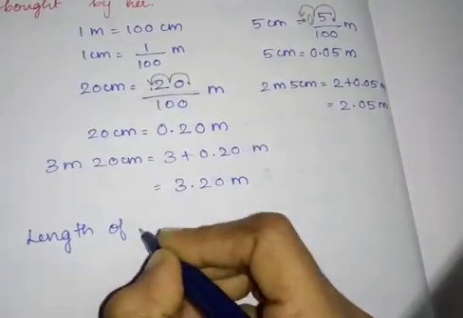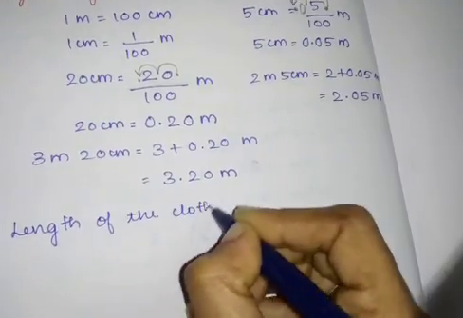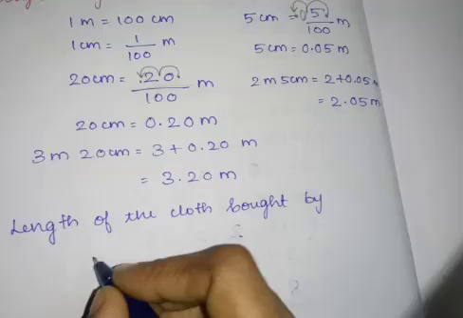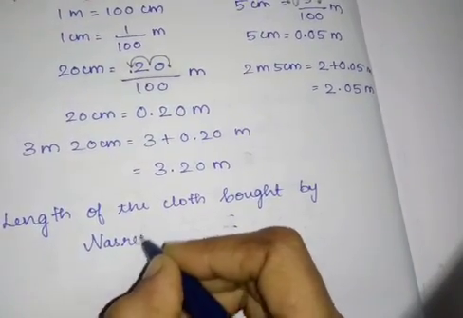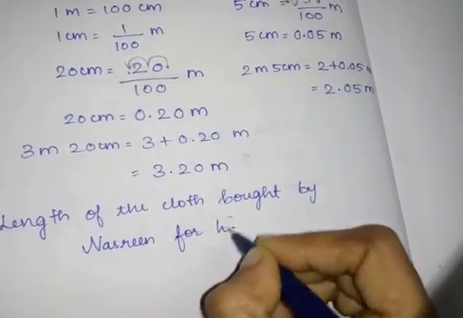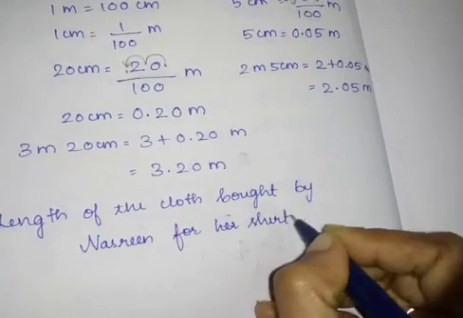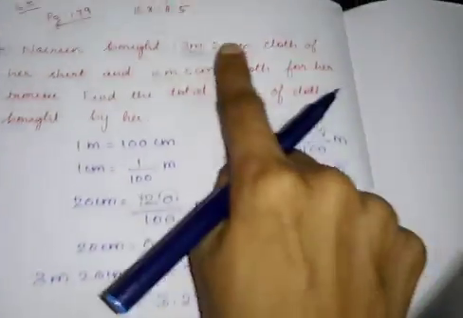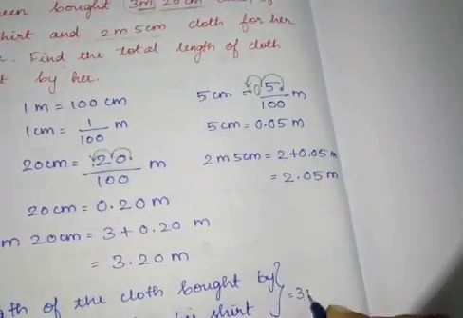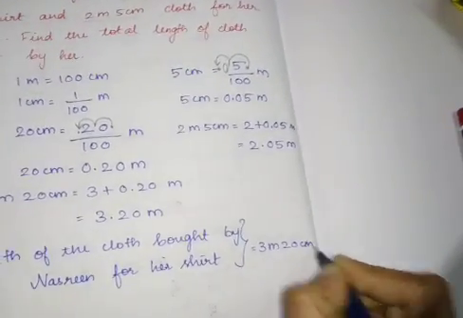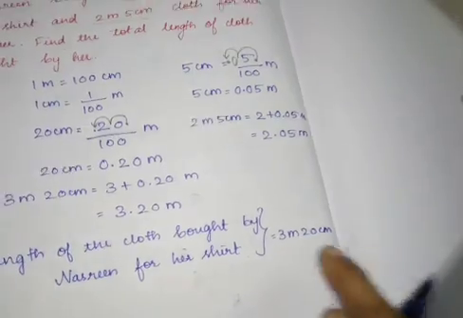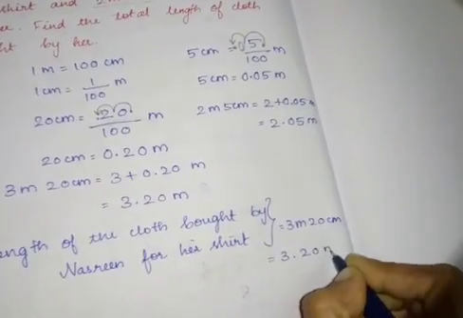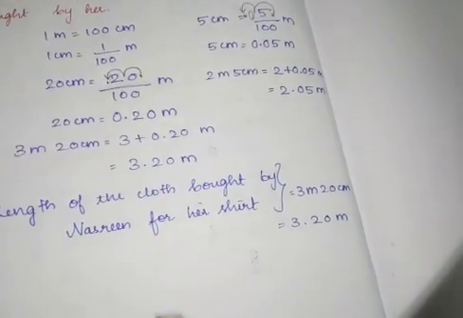Length of the cloth bought by Nasrim for her shirts. What is the length of the cloth bought by Nasrim for her shirt, children? 3 meter 20 centimeter. Now this is converted to how much? 3.20 meter.